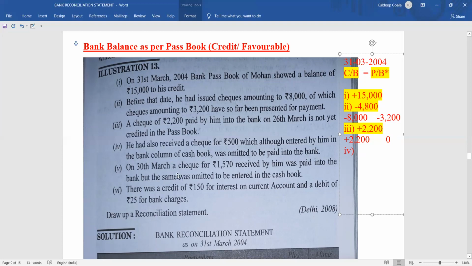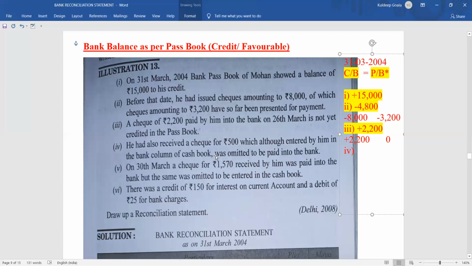Now coming to point number 4, what is given here? He had also received a check of 500. Okay, a 500 rupees check he has also received, which although entered by him in the bank column of the cash book. Try to understand. He has received a check. Okay, check received here, and what he has done, he has entered it in the bank column of the cash book. मतलब बैंक में deposit करने से bank column में लिखते हैं, right? Once we deposit in the bank, then only we write in the bank column.